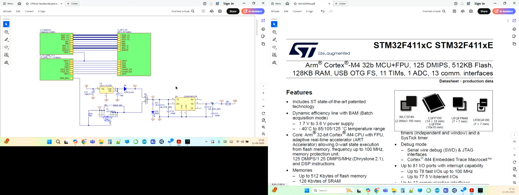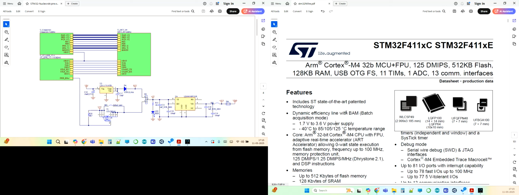So the first thing, let us look at this particular point. The operating voltage of this particular MCU is 1.7 to 3.6. That means it's a wide range power supply. It covers both 1.8 as well as 3.3 volts, while it doesn't have compatibility for 5 volts.